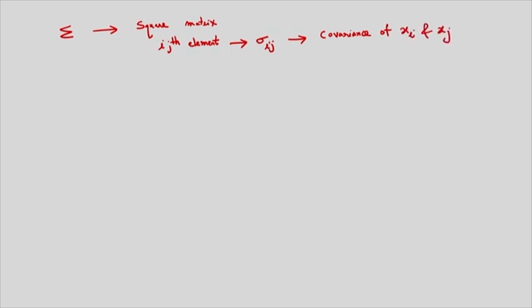What is this covariance matrix? This covariance matrix, sigma, is actually a square matrix. For this square matrix, the ij-th element is sigma ij, and this is nothing but the covariance of xi and xj. So sigma ij is the covariance between xi and xj. Mathematically, sigma ij is the expected value of xi minus mu i times xj minus mu j.